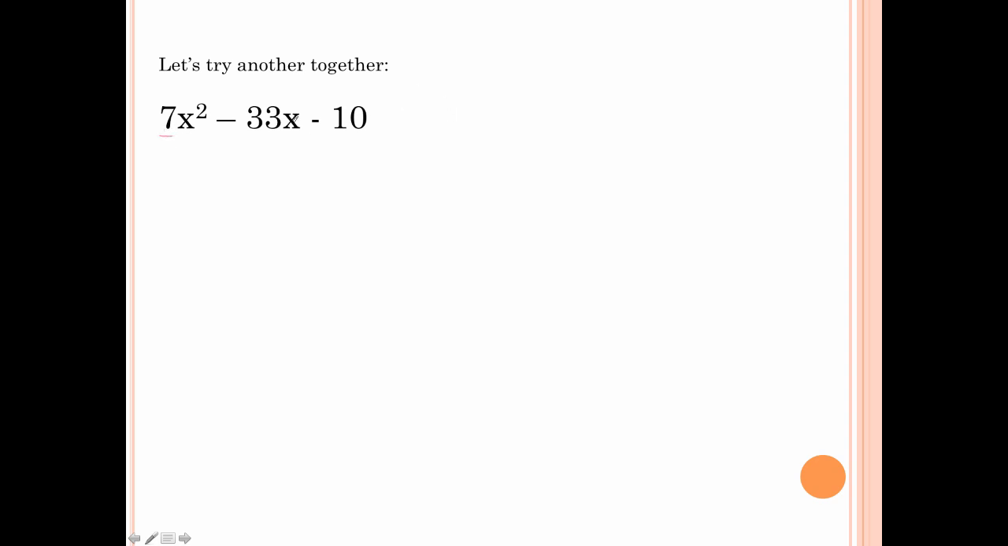I need to find factors of my A and my C term, I'm sorry. So I'm looking for factors of 70 that will multiply together to give me 33. Now, if you notice, I've got a negative 33. So I know that the bigger of my two terms is likely to be my negative number, and then I'm going to have a positive number that's the smaller of the two terms.